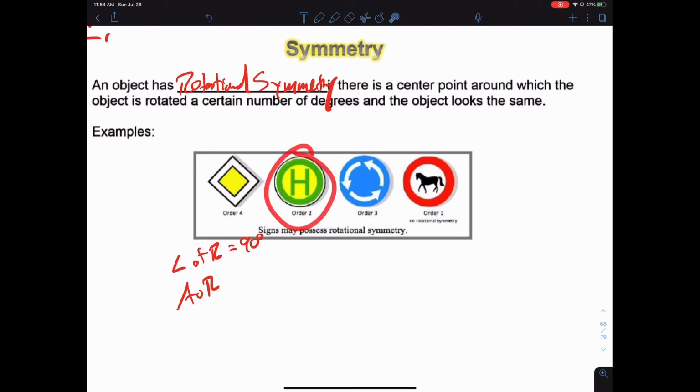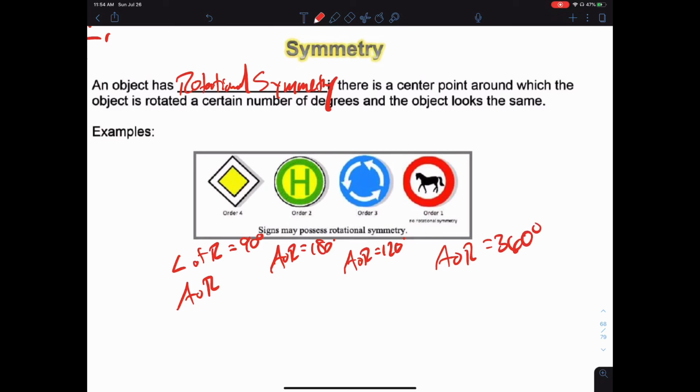This has an order of rotation of 2. So the angle of rotation is 360 divided by 2, which is 180. This has an order of 3. So the angle of rotation is 120 because that's 360 divided by 3. This has an order of 1, which means it has no rotational symmetry. So the angle of rotation is 360 degrees, which is 360 divided by 1.